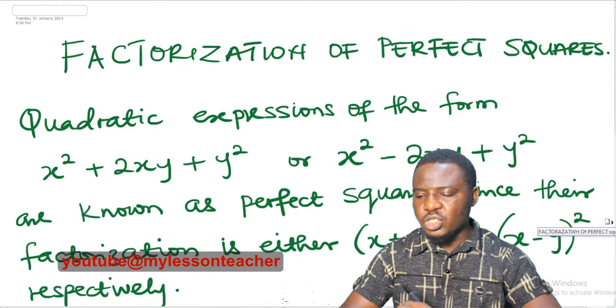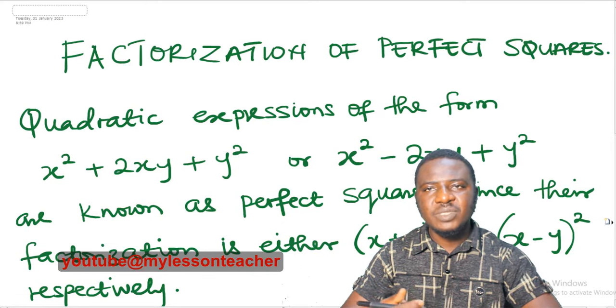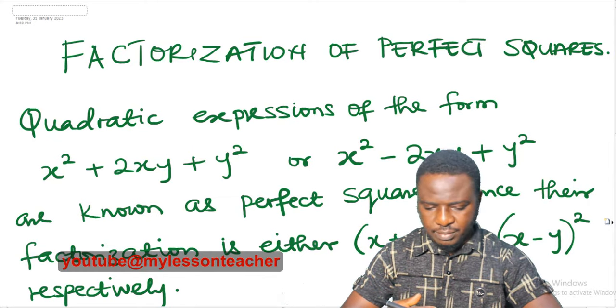Let's look at factorization of perfect square. A perfect square is said to be a whole number whose square root is also a whole number. We have examples. 4 is a perfect square because the square root of 4 is 2, which is equally a whole number and meets the definition. We also have 16 as a perfect square because the square root of 16 is 4, which is a whole number. We have so many of them: 9, 36, 49, 64. You can name a whole lot of them.